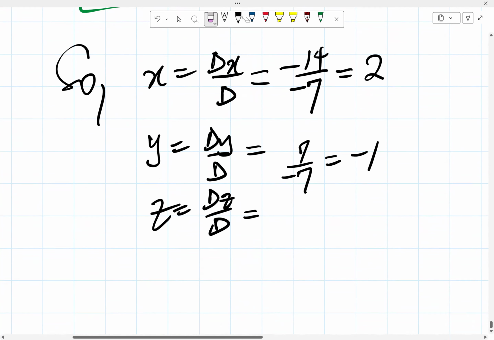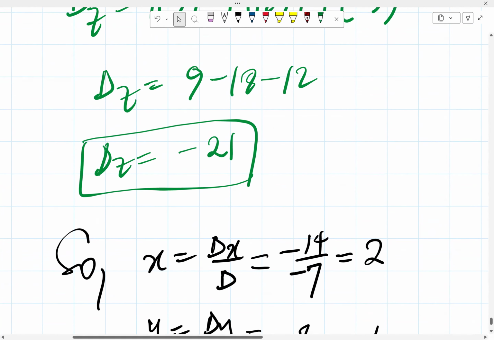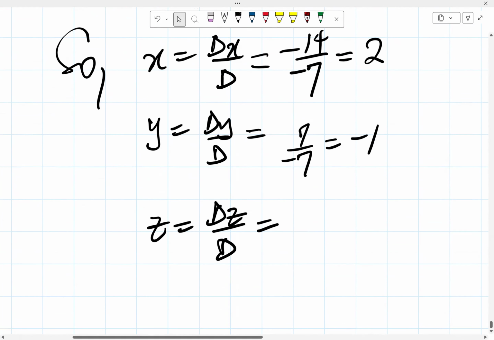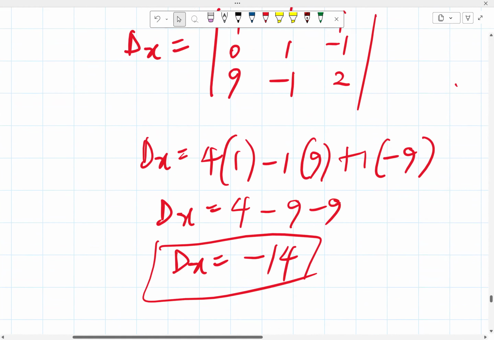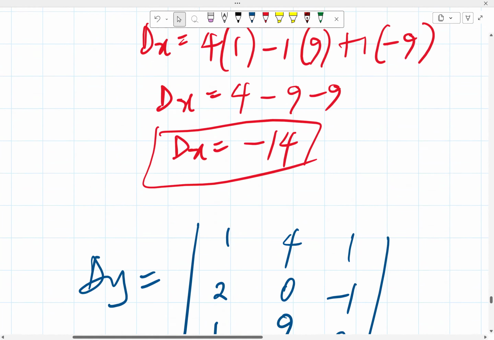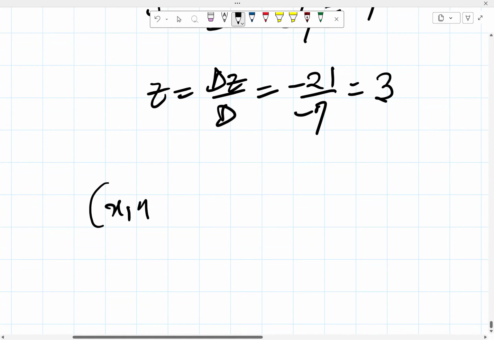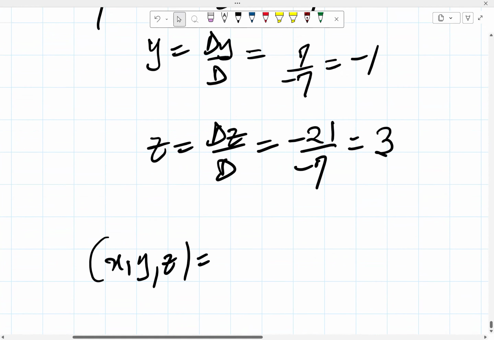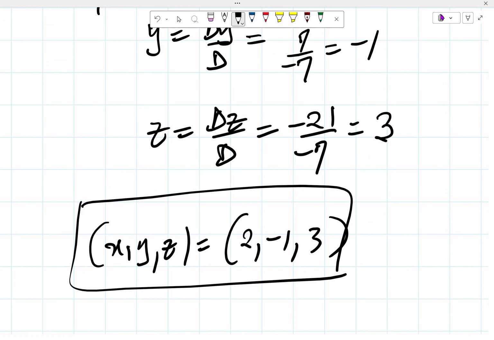And lastly, z, which is dz over d. So that's minus 21 over minus 7, which is equal to 3. So finally, we can say that x, y, z is equal to 2, minus 1, 3. And that is the answer there. That's how Cramer's rule goes.